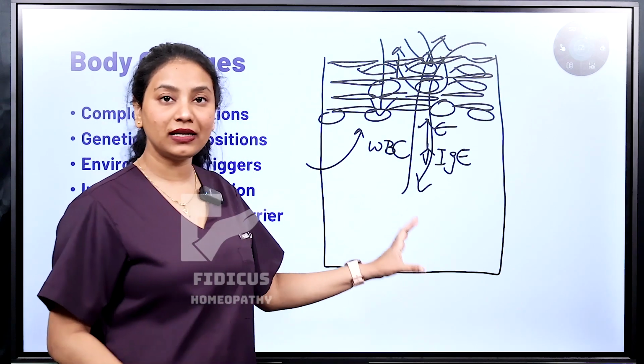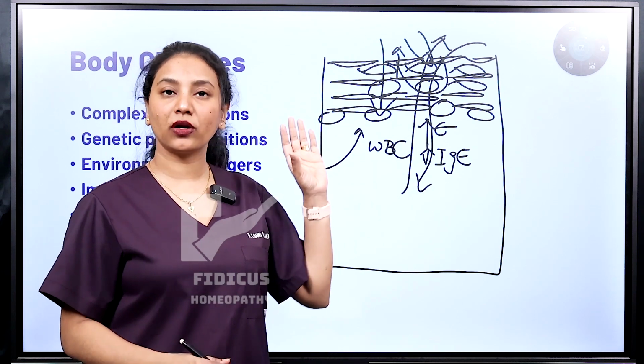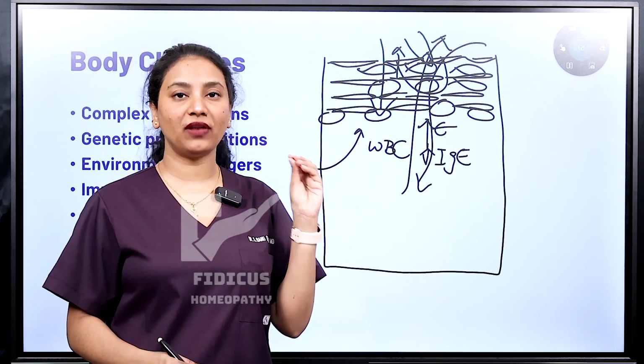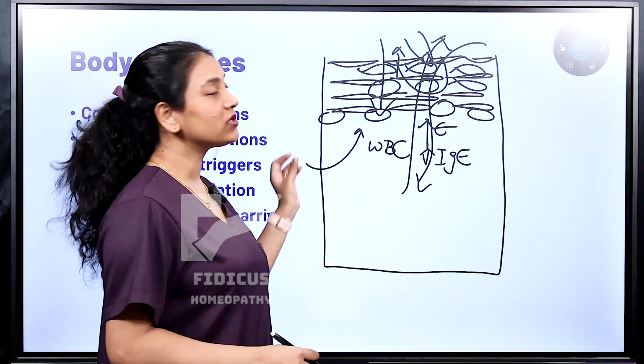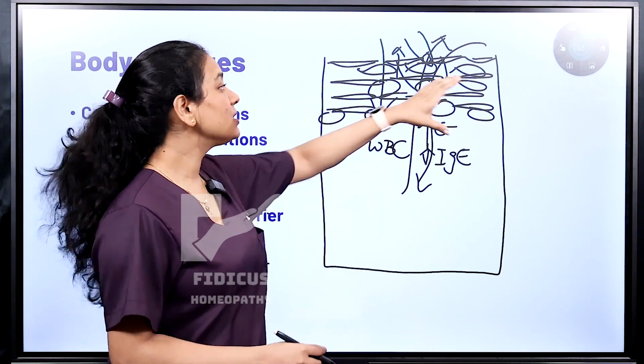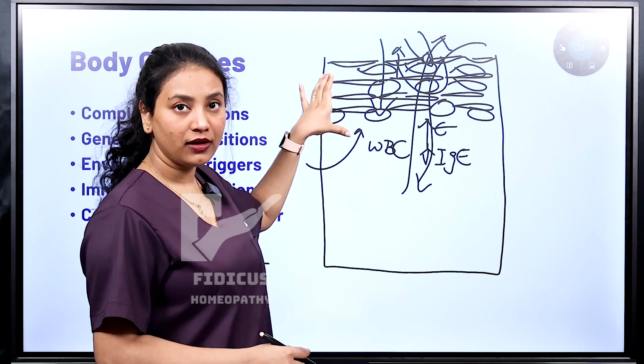So it is a maintained reaction. Because there is a mutation in the filaggrin gene, and also because of the genetic predisposition, there is a compromised skin barrier.